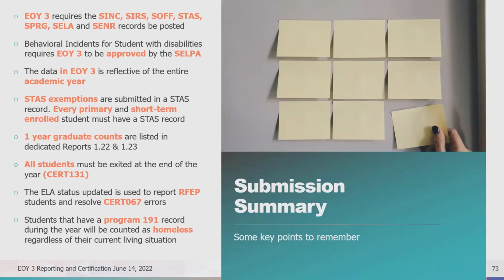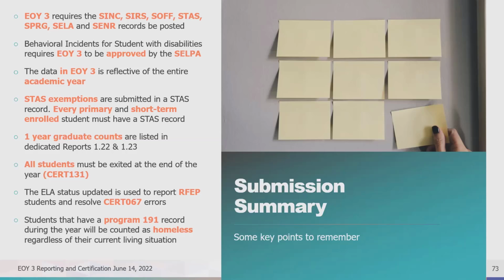End of year 3 requires the submission of the SYNC, the SIRS, the SOF. That's your student incidents. The STAS, that's going to be used to determine chronic absenteeism. The student program, that's how we identify homeless students. Student English language acquisition, that's how you tell us when a student was reclassified. And then the student enrollment will exit the student, but of course, as Kyrie mentioned, the student enrollment record submitted throughout the year is used for cumulative enrollment. So it's quite a big data collection.